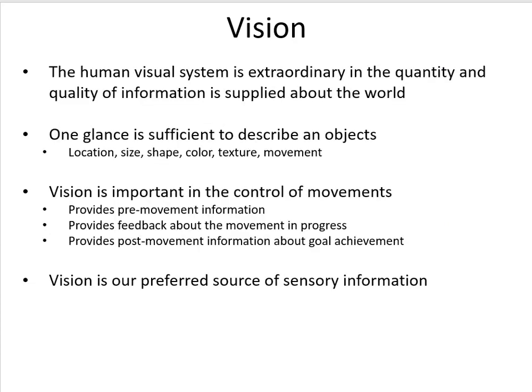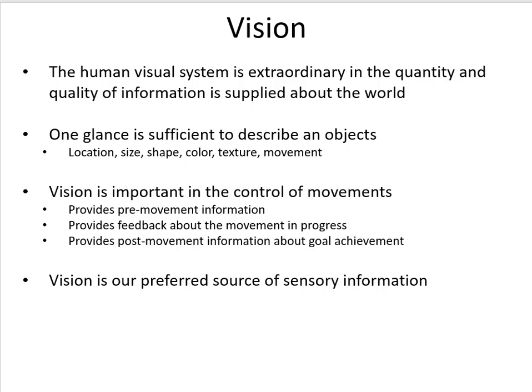So we're going to start with vision, because vision is our preferred source of sensory information. The human visual system is different from the other systems in that it provides us with an extraordinary amount and also quality of information about the world. And we can achieve this by just a single glance, which may take just a few milliseconds. So when we look at an object, whether it be a biological object or a non-biological object, that simple glance can tell us information about its location, its size, its shape, its color, its texture, and whether it's moving.